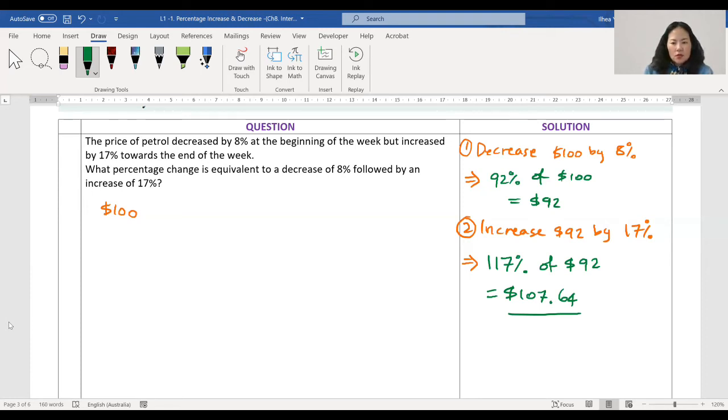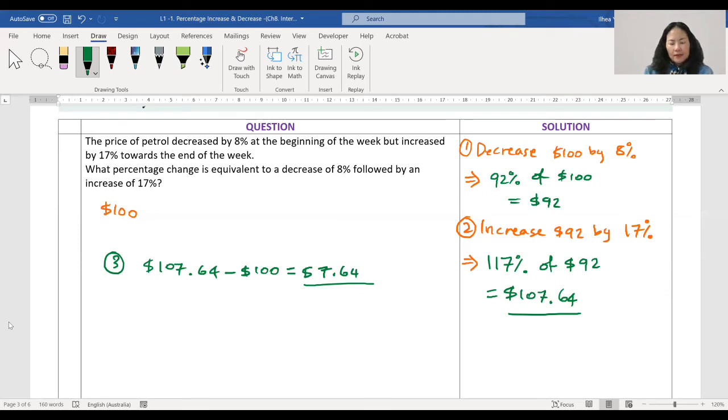Now I need to know what was the increase or decrease. So 107.64, take away my original 100. Now, don't do 100 take away 107.64 because you're going to get a negative. We don't deal with the negative with money. So that will be $7.64. That's how much it's been increased, isn't it? Because it was above the $100 that I spent already.